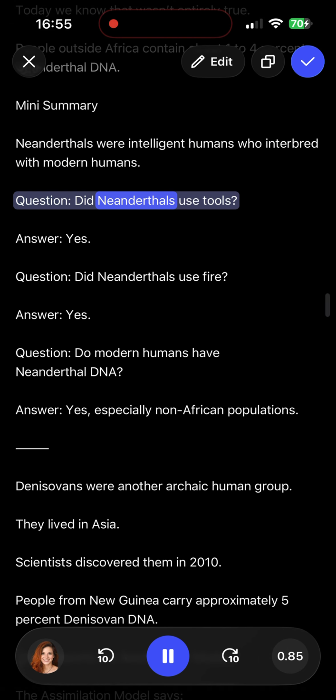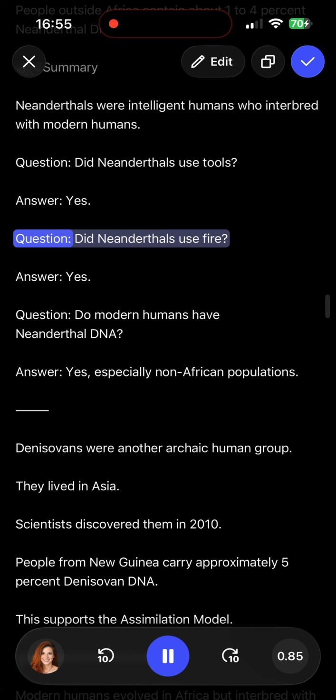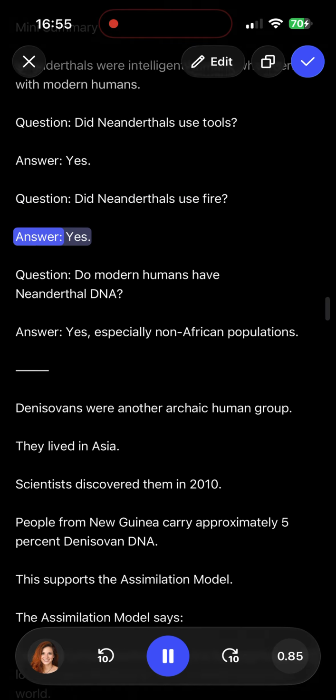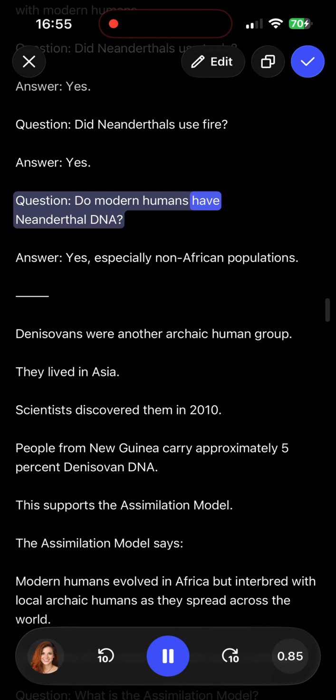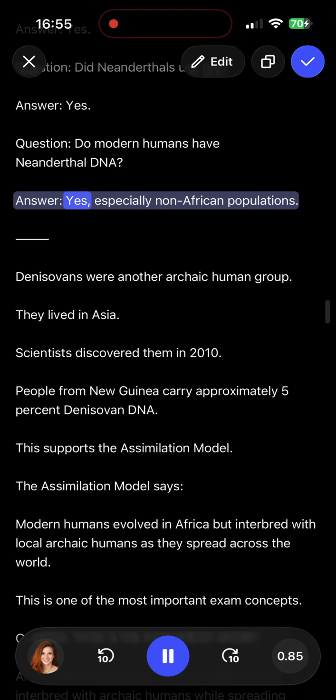Question: did Neanderthals use tools? Answer: yes. Question: did Neanderthals use fire? Answer: yes. Question: do modern humans have Neanderthal DNA? Answer: yes, especially non-African populations.